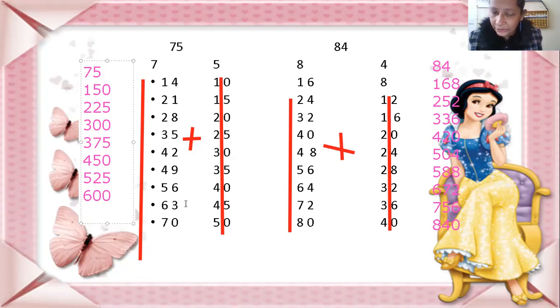Now next you see, which numbers are in the line between? 63 plus 4. 63 plus 4 is 67. 67 you will write here and 5 is with it, 5 you will write down as it is. Next you see, which numbers are in the line between? 70 plus 5. 70 plus 5 is 75. 75 you will write here, 0 you will write down as it is. So you take the calculator, check the table of 75 also, you will find this answer.